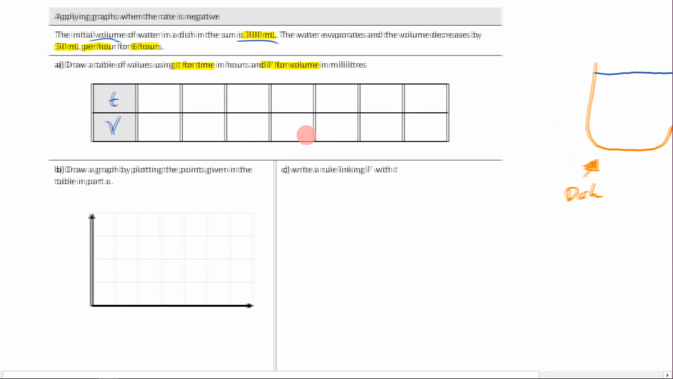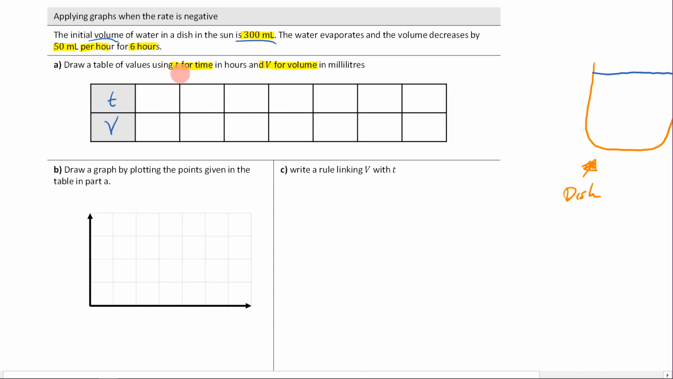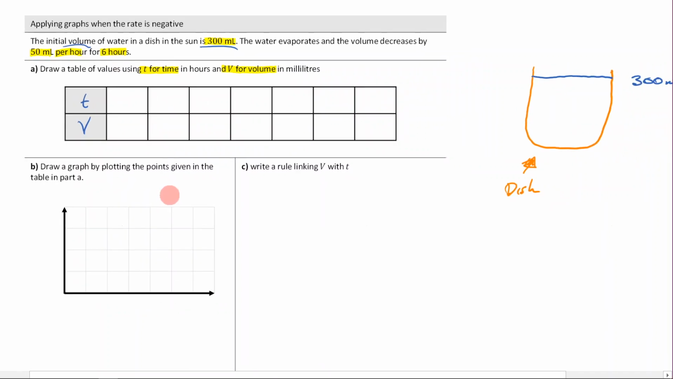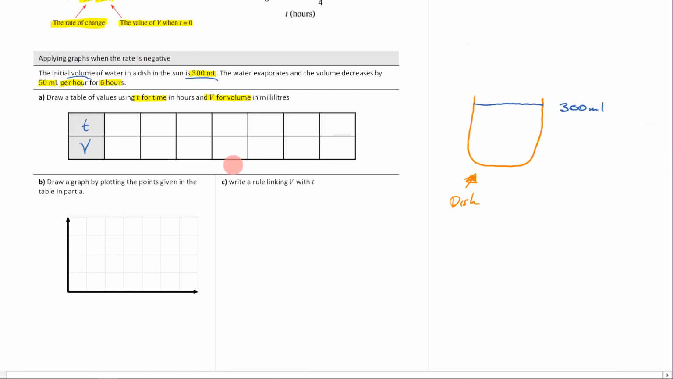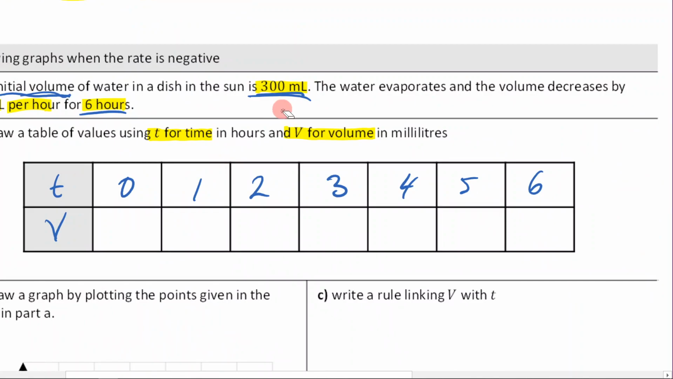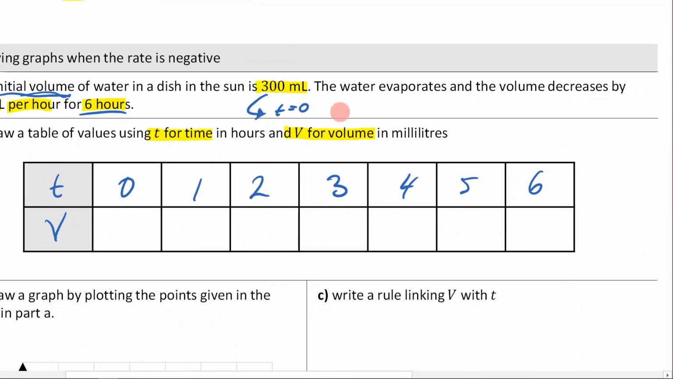Okay, now it says, draw a table of values using t for time and v for the volume of water. We're doing this for the first 6 hours because that's what the question says. So I'm going to go 0, 1, 2, 3, 4, 5, 6. What is the initial volume of water when t is equal to 0? The initial volume is 300 milliliters. This is the important part. This is really important. What this is saying is that when t is 0, my volume is 300. That's what it's saying to me.